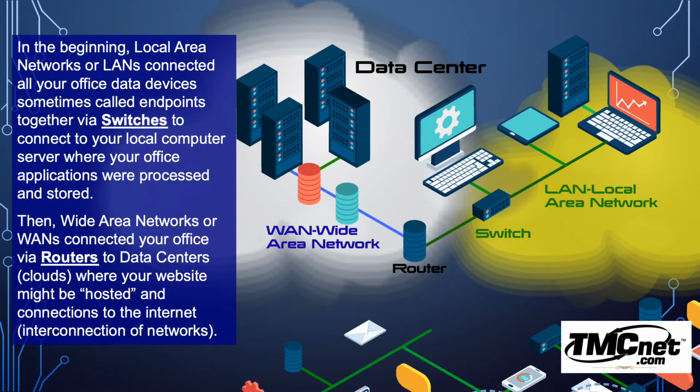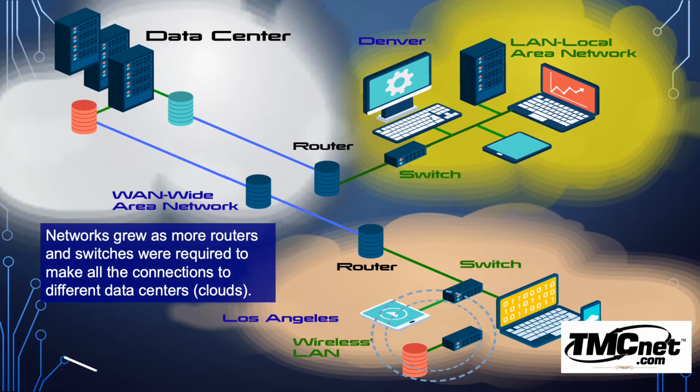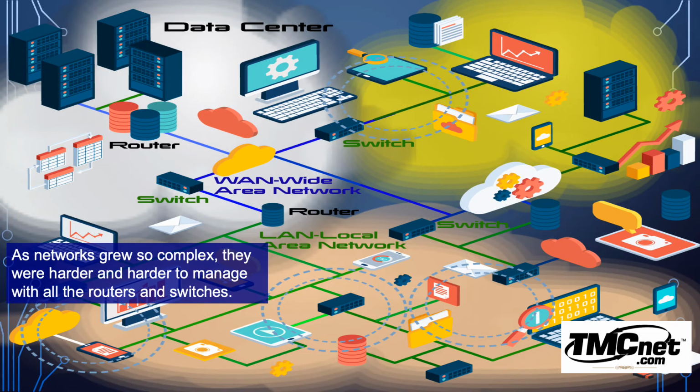Then wide area networks, or WANs, connected your office via routers to data centers or clouds where your website might be hosted, and to connections to the internet. The internet is also defined as the interconnection of networks. Networks grew as more routers and switches were required to make all the connections to different data centers, your home, offices, smart devices, and things like that. As networks grew so complex, they were harder and harder to manage with all the routers and switches.